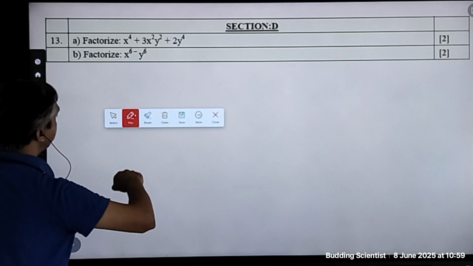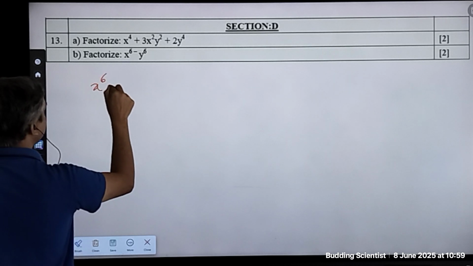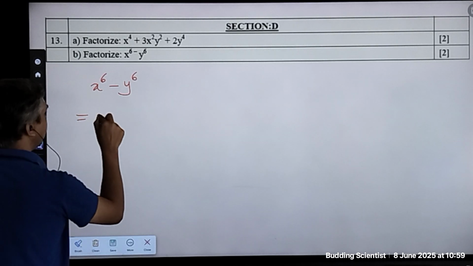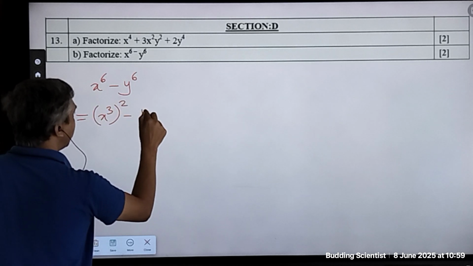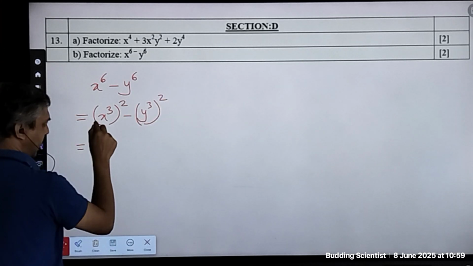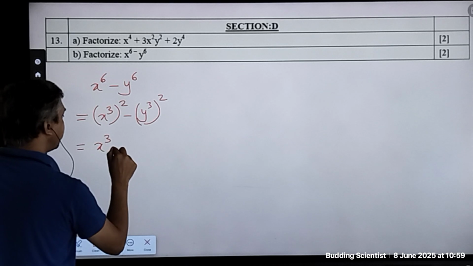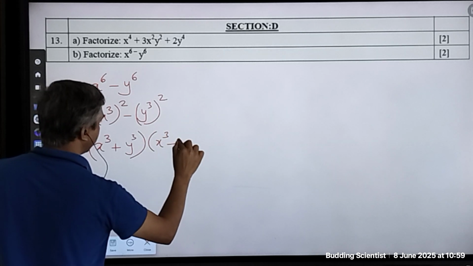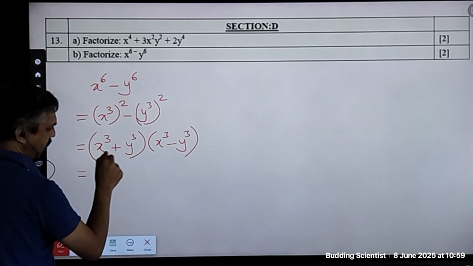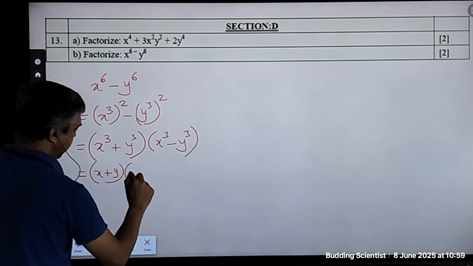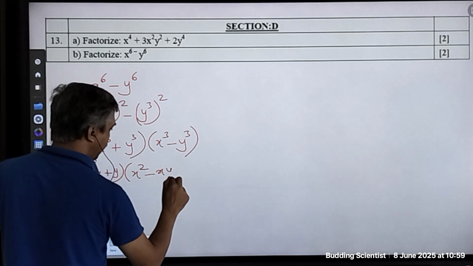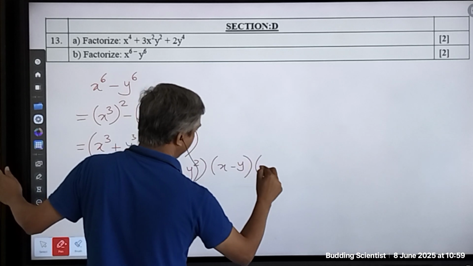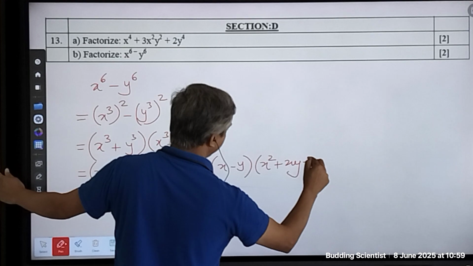x raised to 6 minus y raised to 6. This can be solved in two different ways. I'll solve by both ways. (x cube) square minus (y cube) square. a square minus b square is a plus b into a minus b. So x cube plus y cube, x cube minus y cube: x plus y into x square minus xy plus y square, and x minus y into x square plus xy plus y square.